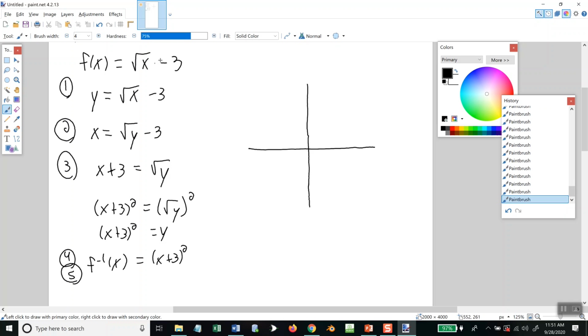f of x is equal to the square root of x minus 3. We know what square root of x looks like. It kind of goes off like that. The minus 3 means it's been shifted down 3. So that right there would be our function. Inverses are symmetric to this line y is equal to x. So if I flip that across there, this would be our inverse. Now that's what we want. Let's see what we got.